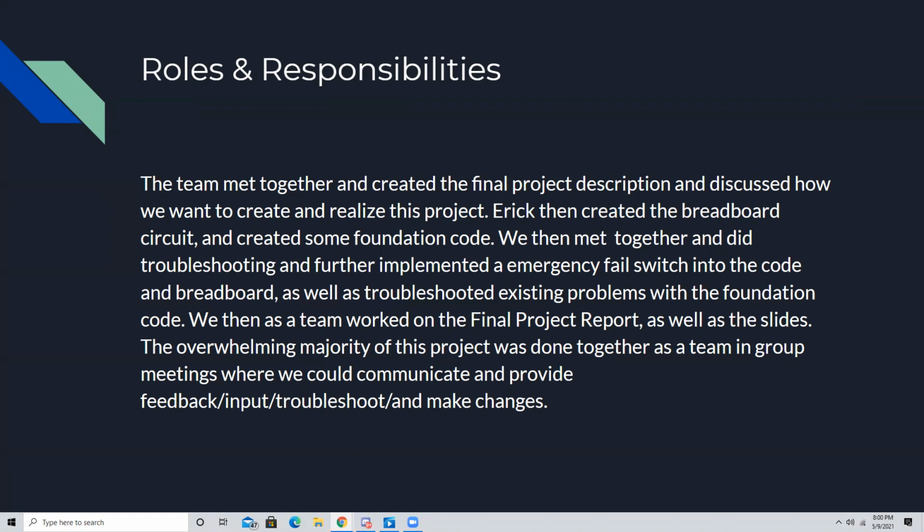We then, as a team, worked on the final project report as well as the slides. The overwhelming majority of the project was done together as a team in group meetings where we could communicate and provide feedback, input, troubleshoot, and make changes.